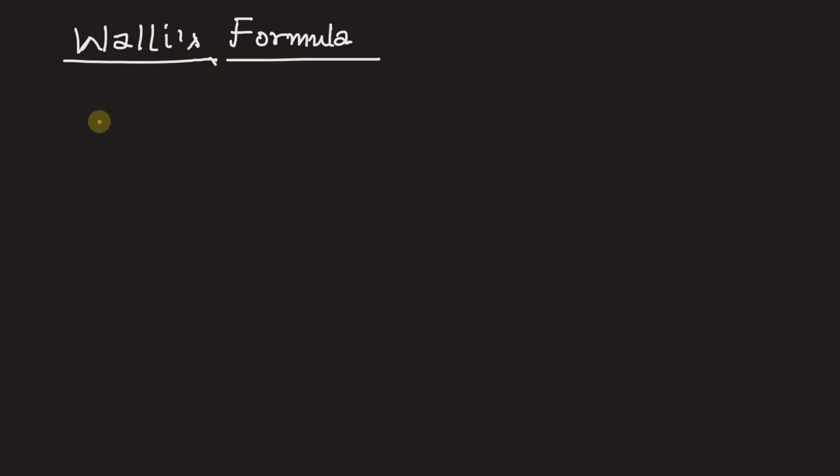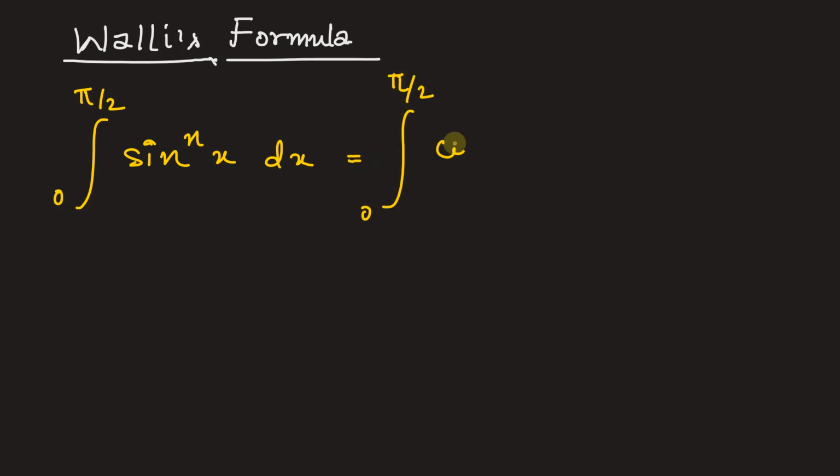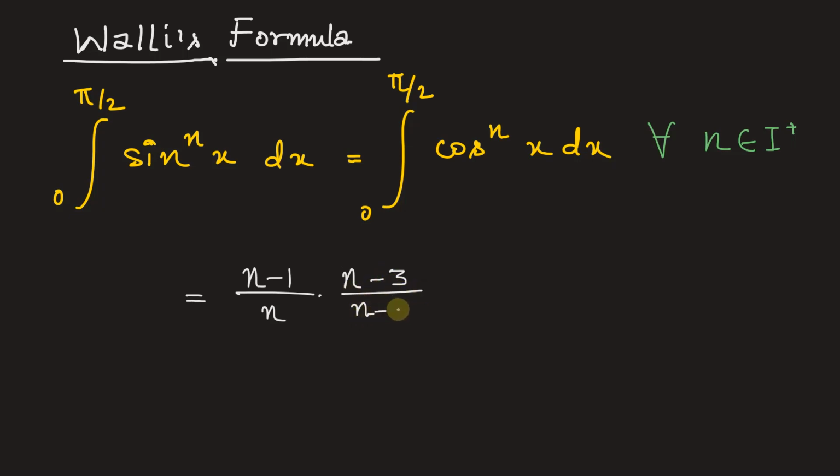Now according to the Wallis formula, an easy way to evaluate the integral from 0 to pi by 2 of sine to the power n x dx, which is equal to the integral from 0 to pi by 2 of cos to the power n x dx, for all n belonging to positive integers, can be calculated using n minus 1 divided by n into n minus 3 divided by n minus 2 into n minus 5 divided by n minus 4, and this will keep going on until we reach 1 by 2, or let's say the last three terms will be 3 by 4, 1 by 2 into pi by 2. Here n is even.